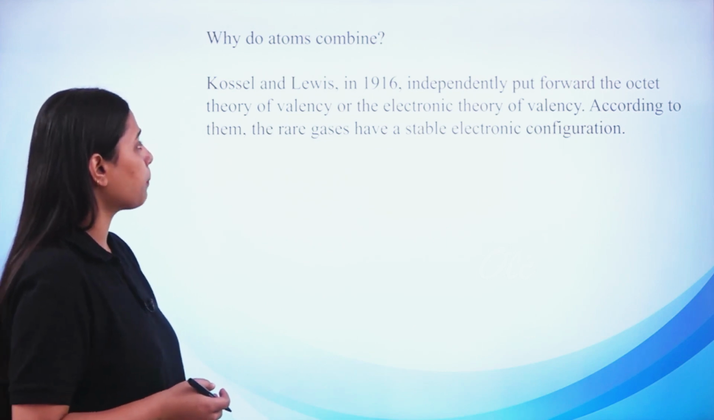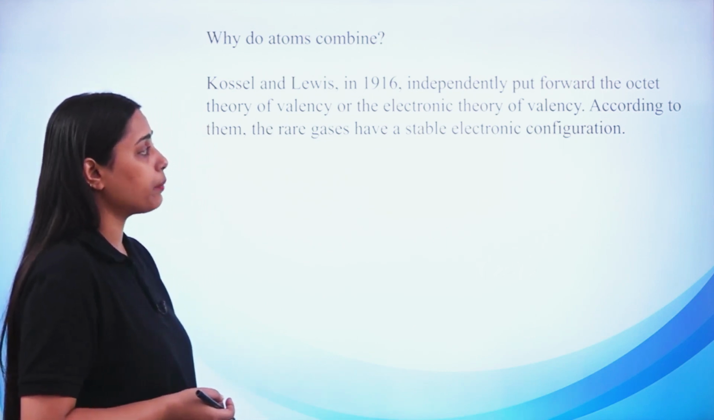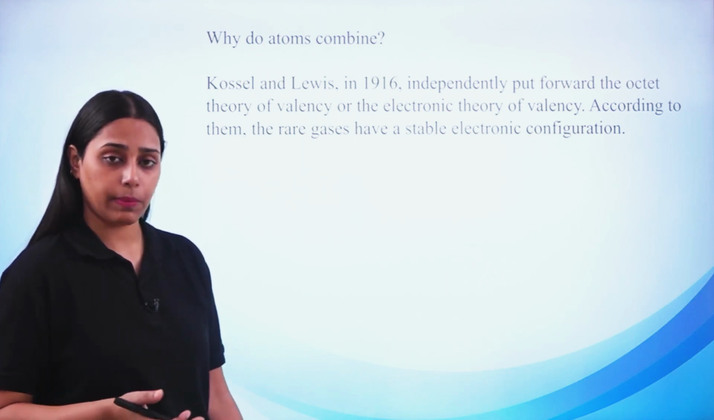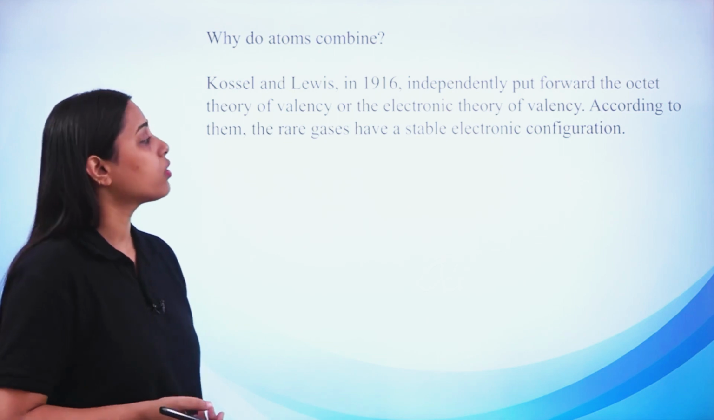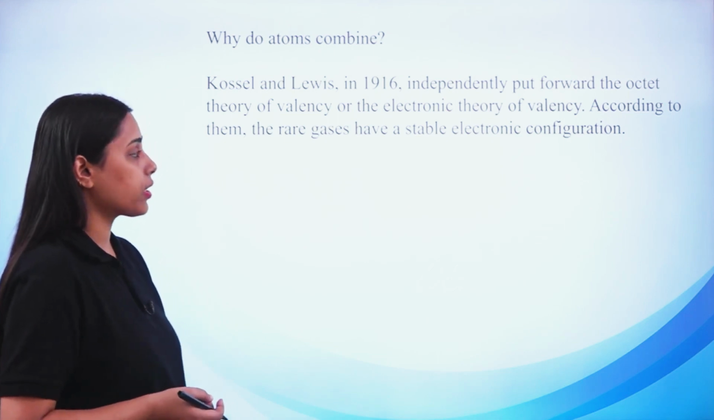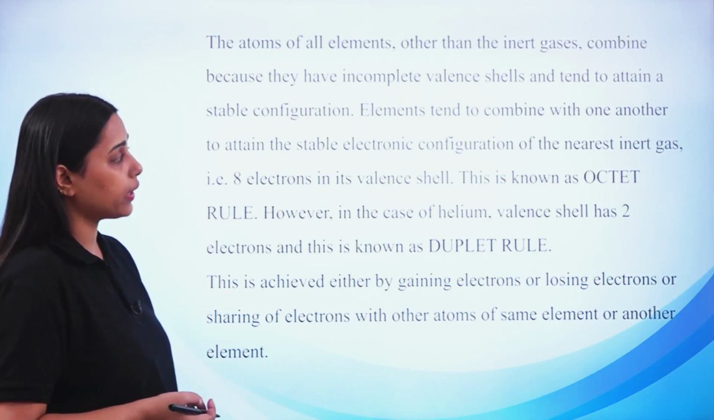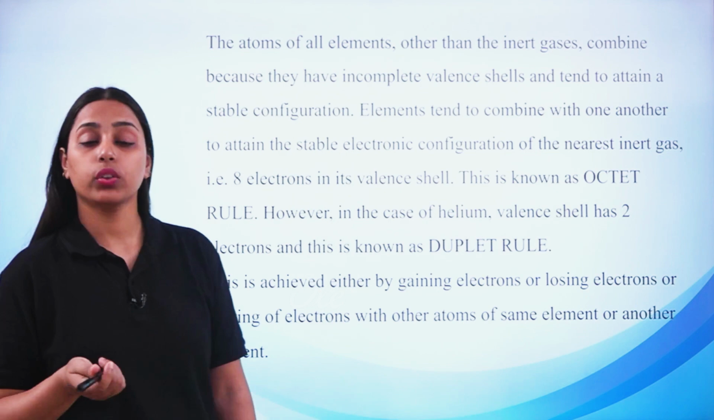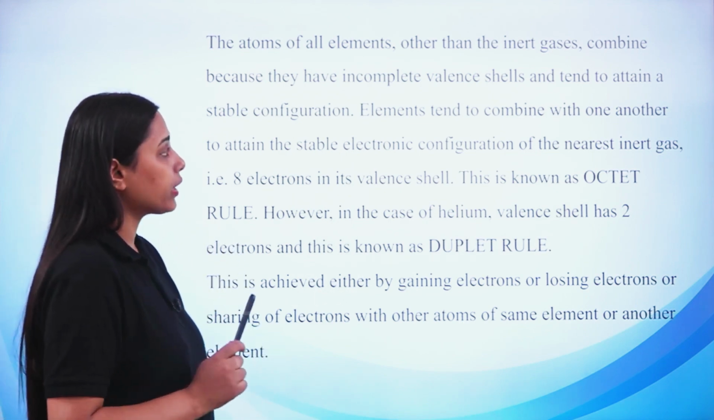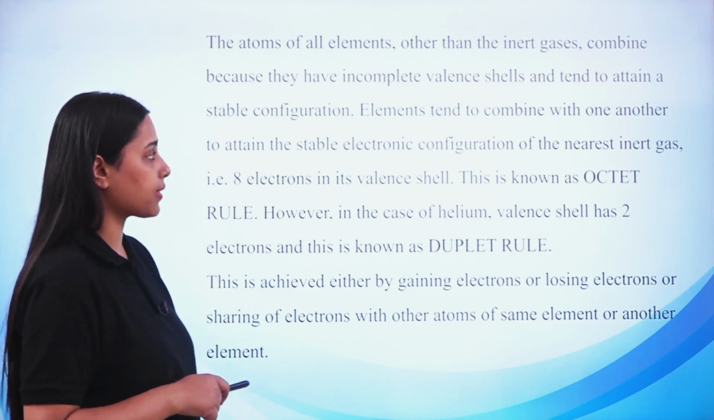So why do atoms combine? Kossel and Lewis in 1916 independently put forward the octet theory of valency, or the electronic theory of valency. The same concept: they want to become stable. According to them, the rare gases have a stable configuration, that we know very well. So the atoms of elements other than the inert gases combine in order to gain such nearest inert gas configuration. They have an incomplete valence shell and they tend to attain a stable configuration just like noble gases.